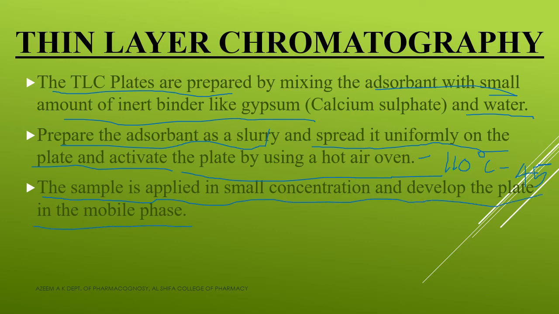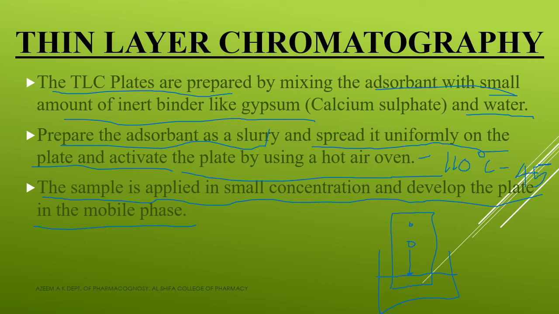Okay, then the sample should be applied in small concentration on the plate and then it should be kept in the mobile phase. Suppose this is a plate. After this is an activated plate, the sample should be applied like this as a spot. Then it should be dipped in the mobile phase, in the chamber containing the mobile phase, just like paper chromatography. Then it will be getting developed. The mobile phase will be moving upwards, and with time the sample will be getting separated, and here you can see different types of spots also. Clear?